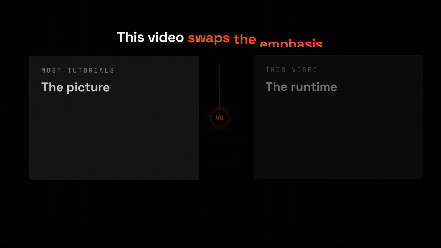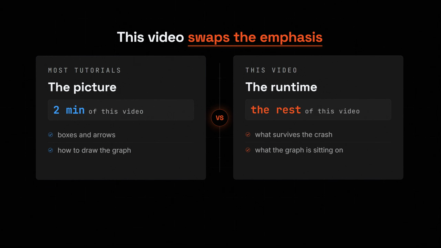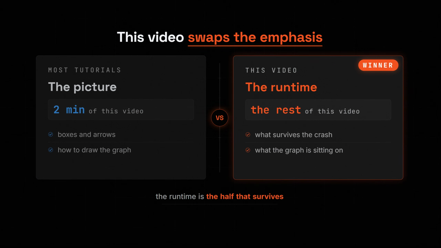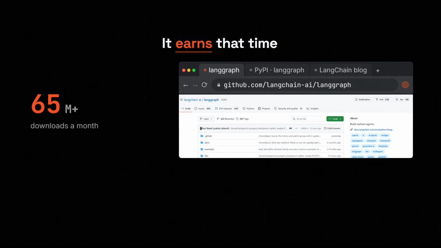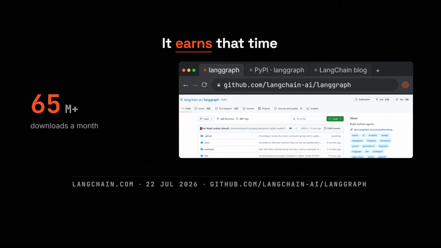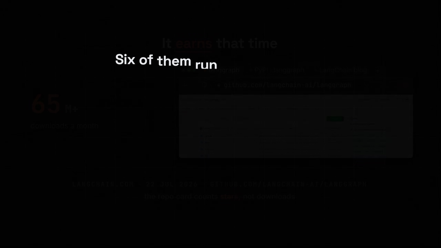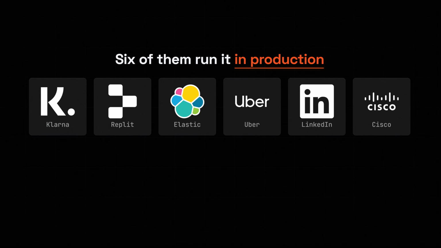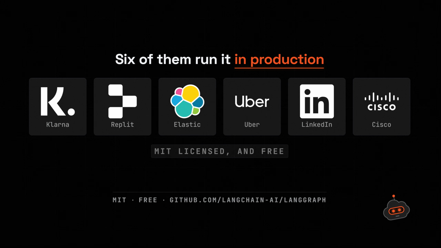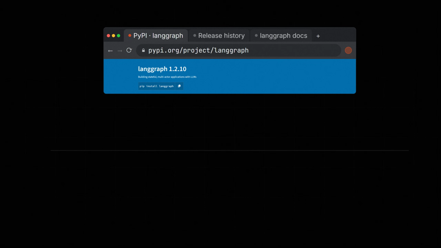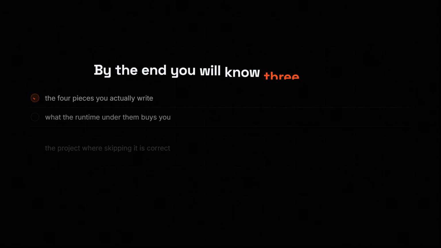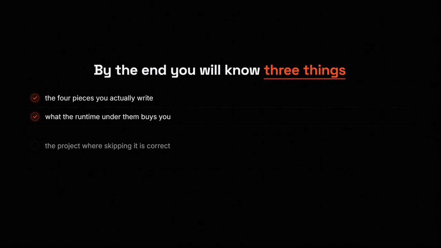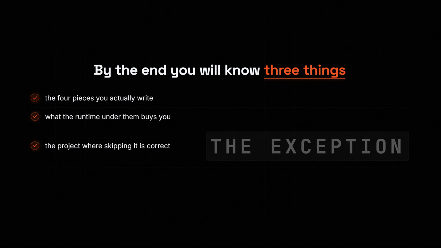argument. So this video swaps the emphasis. 2 minutes on the picture most tutorials teach, and the rest on the runtime. It earns that time. LangGraph is downloaded over 65 million times a month, going by LangChain's own July count. Klarna, Replit, Elastic, Uber, LinkedIn, and Cisco run it in production, and the library itself is MIT licensed and free. The release you installed today landed 9 days ago, which tells you how fast this ground is still moving under you. By the end, you will know the 4 pieces, what the runtime under them buys you, and the project where skipping it is correct.